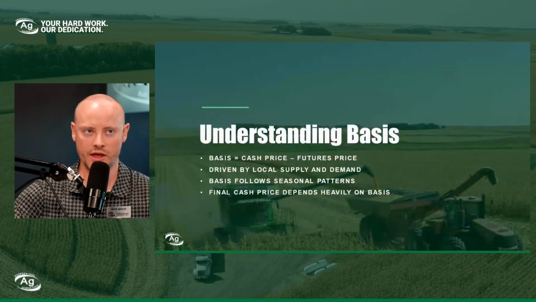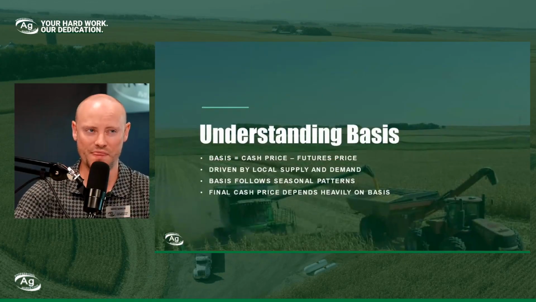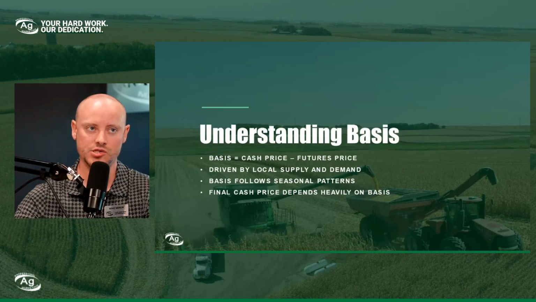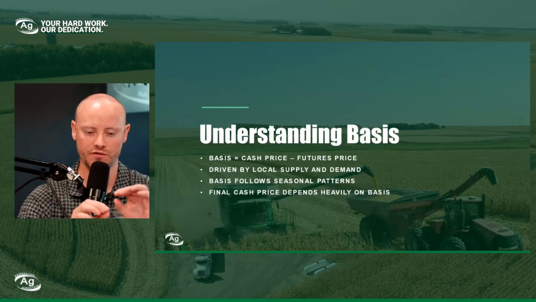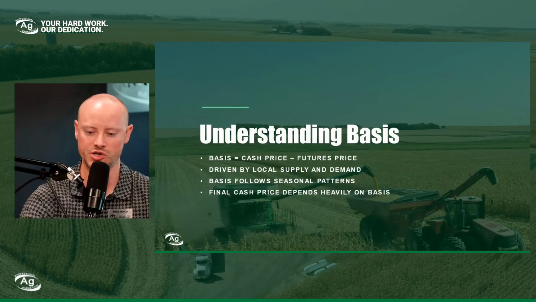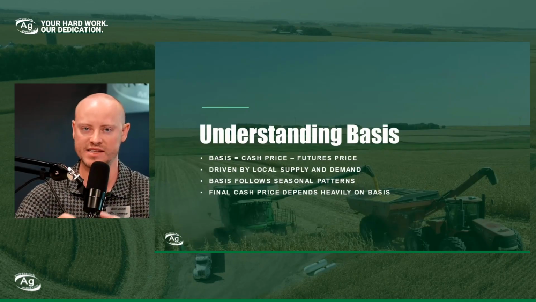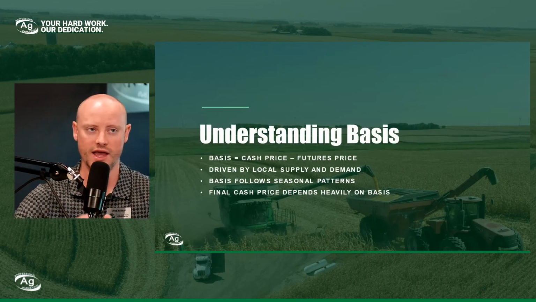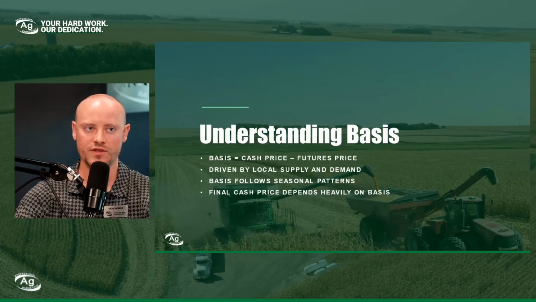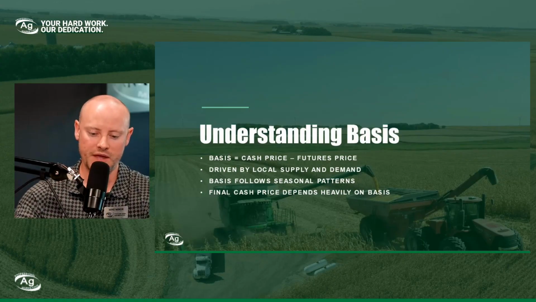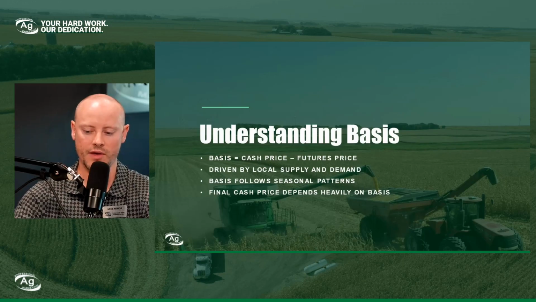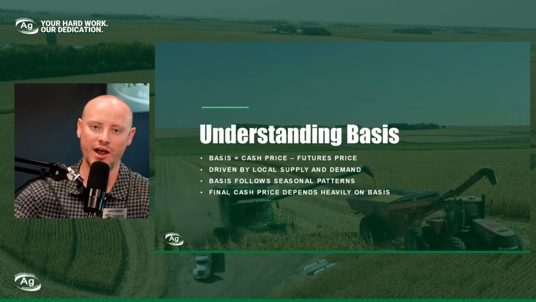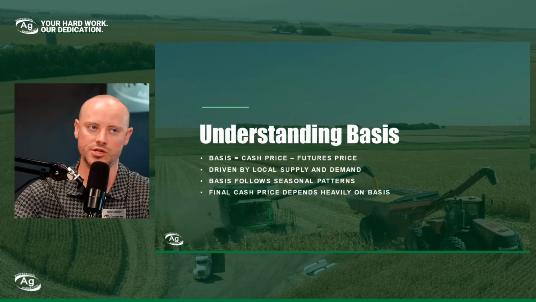So when I look at understanding basis, just a quick reminder of what that is. Basis is equal to cash price minus futures price. So basis is the difference between your futures price at the Chicago Board of Trade and your local cash price. That's the difference on basis. So you can have that be a positive or a negative in some cases. Driven by local supply and demand, basis is influenced heavily by just your geographical location right around your area. It's a very local situation.